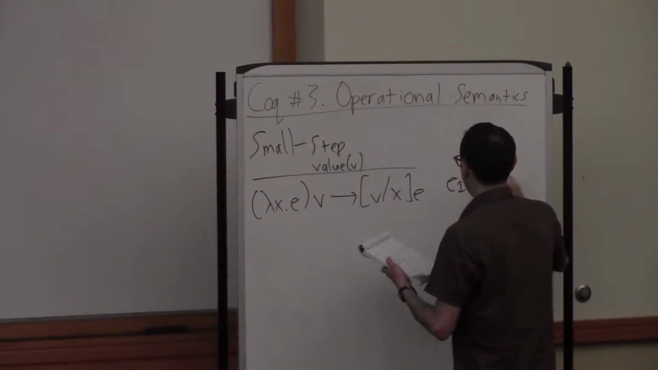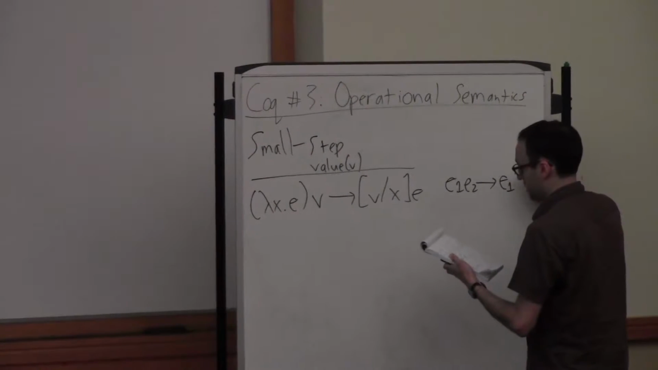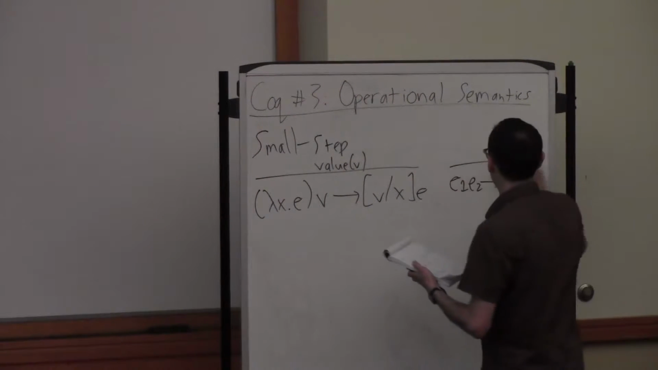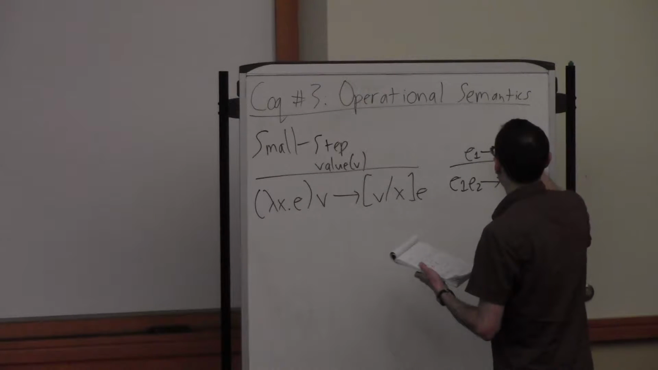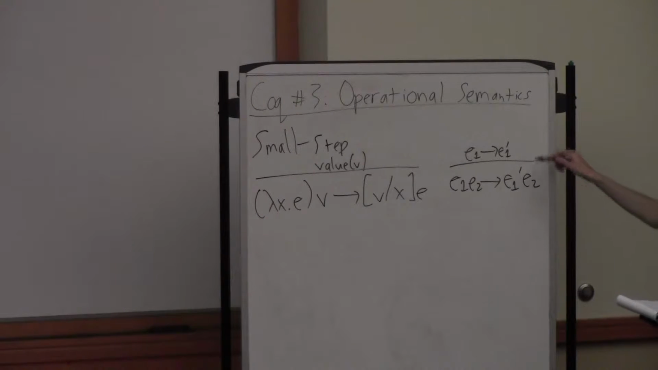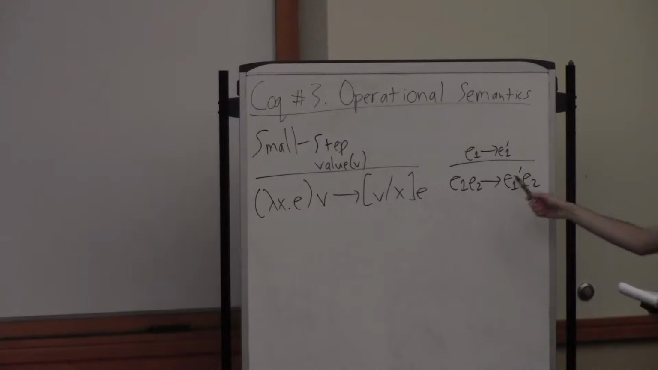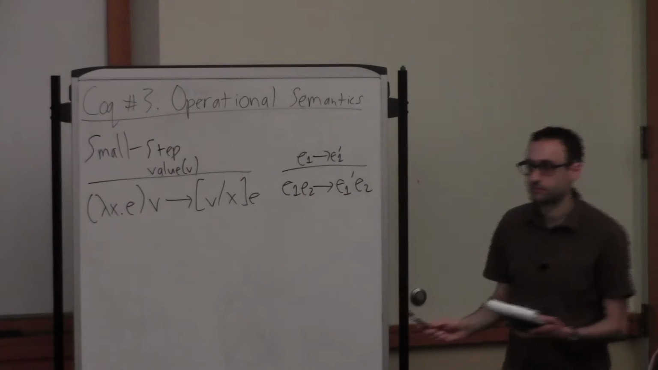Another rule says, here's how to make some progress evaluating an application expression. It says if you're able to step the first of the subterms in an application, then you can sort of port that step to work inside the larger context of the application. You can take a step on the left-hand side of the application and you can perform it, leaving alone whatever appears on the right-hand side.